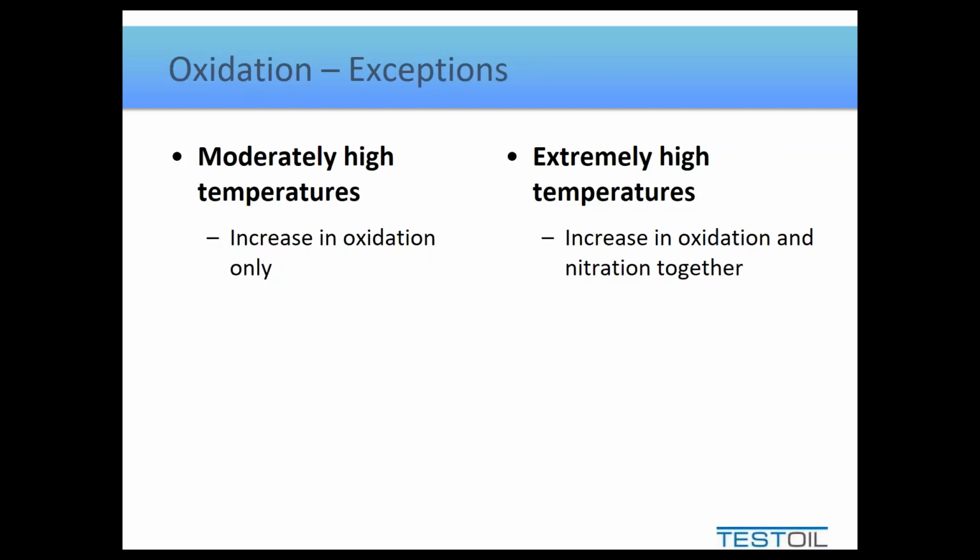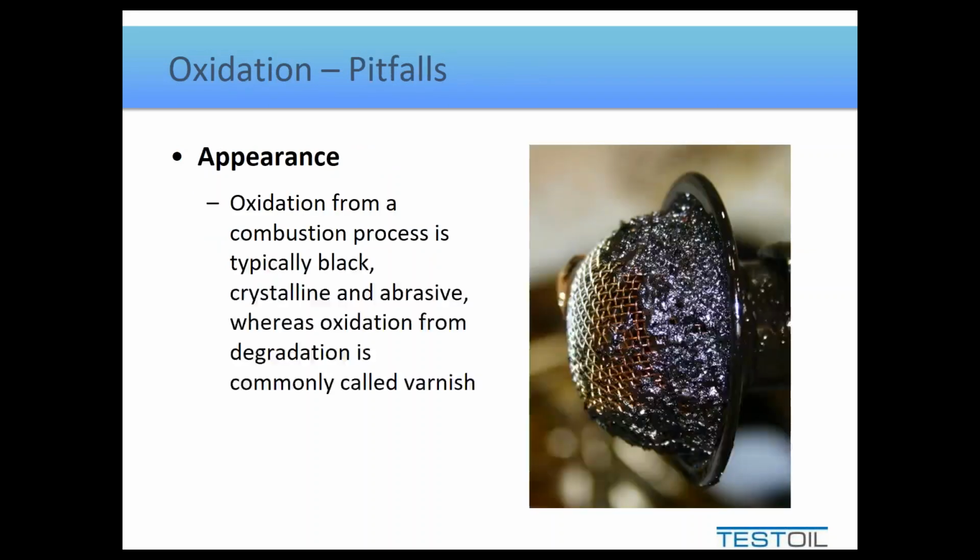One of the pitfalls, though, with oxidation is that a lot of folks don't know what it looks like. So if you're trying to do a visual inspection on a system and you notice a darkening of fluid, how do you know if it's oxidation versus it's nitration or some other contaminant? Oxidation tends to take on a very, very dark color. It may be perceived as a dark, dark brown or even black. But the other aspect to it is it tends to be crystalline.